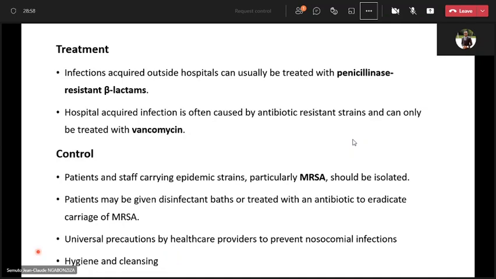So, any question with Staphylococcus aureus? Any question?